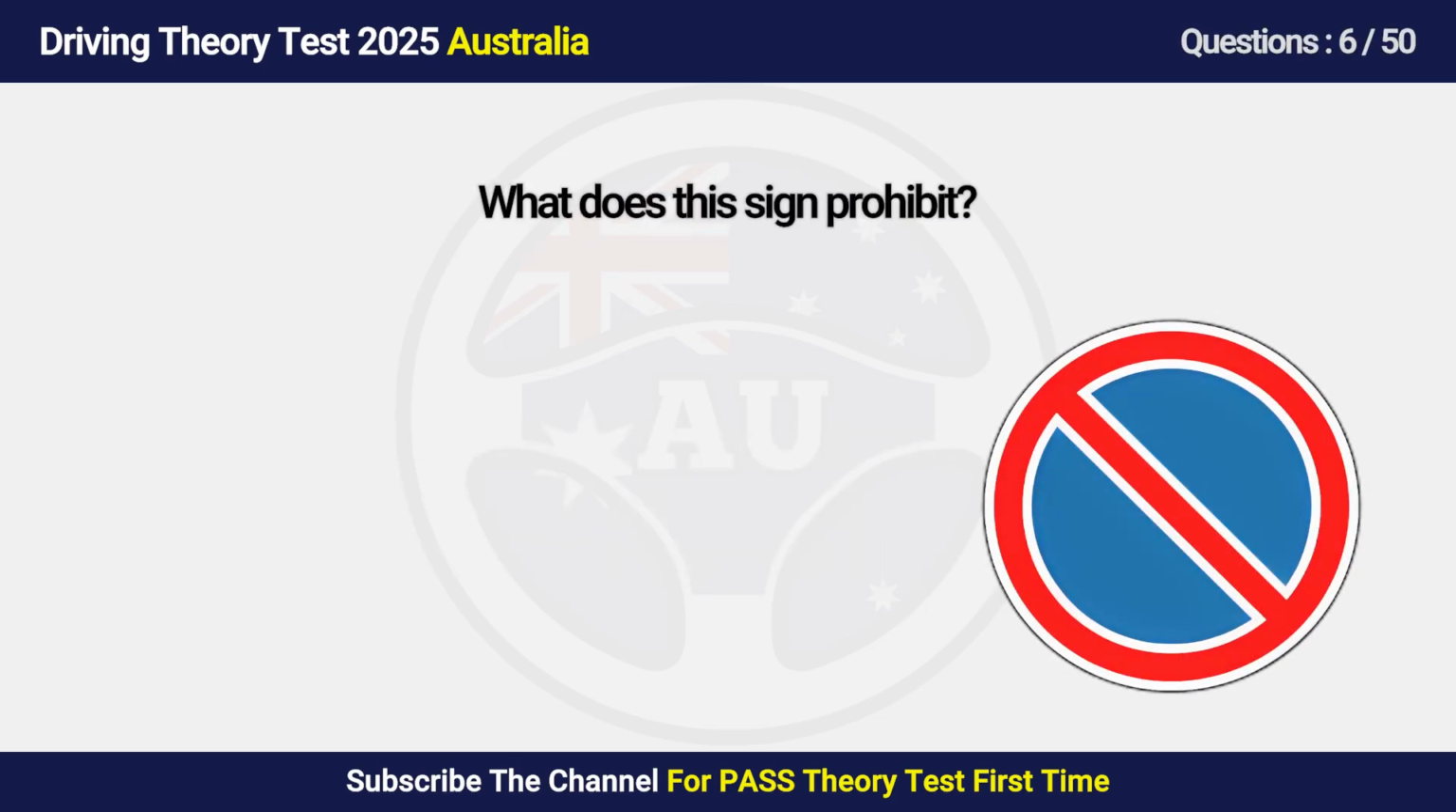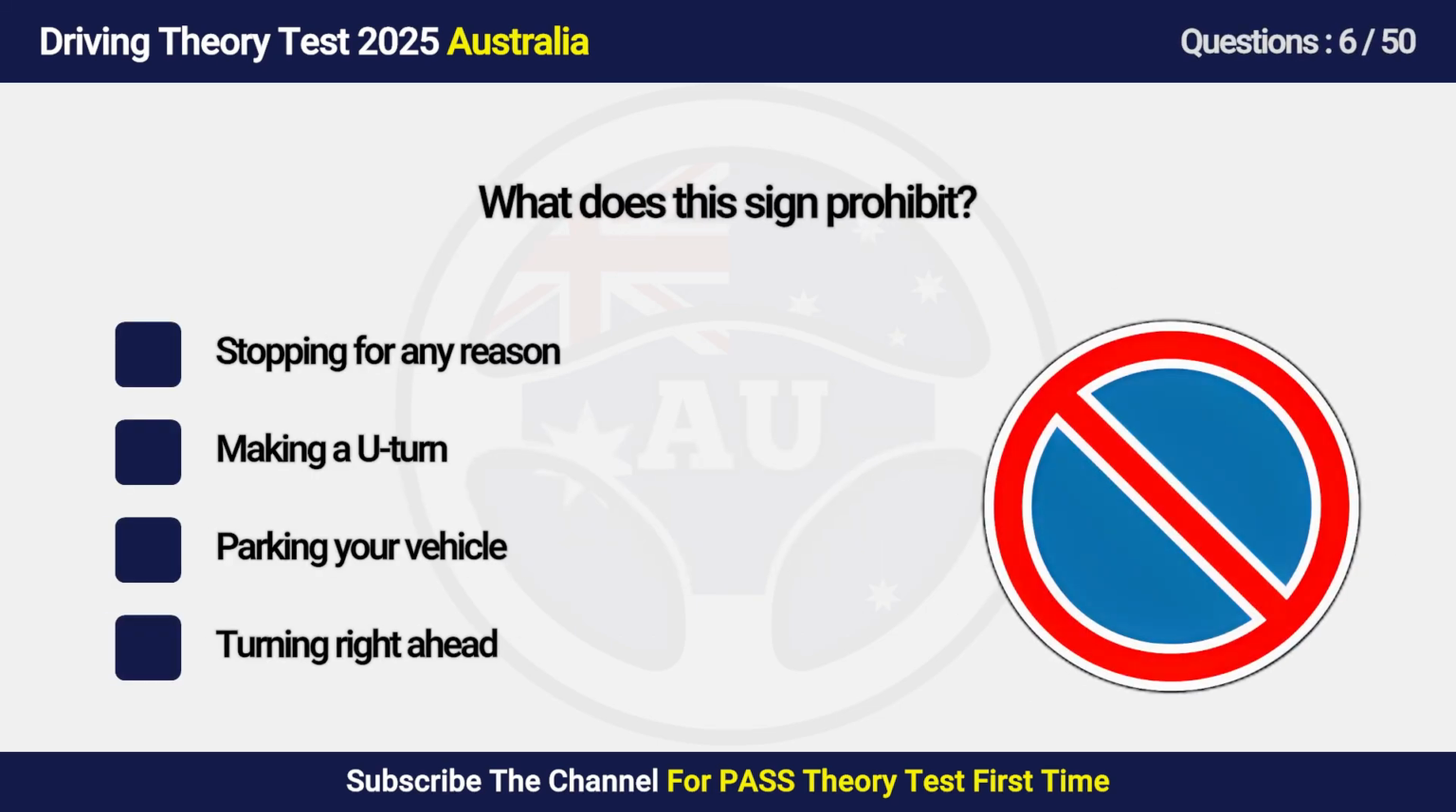Question 6. What does this sign prohibit? A. Stopping for any reason. B. Making a U-turn. C. Parking your vehicle. D. Turning right ahead.